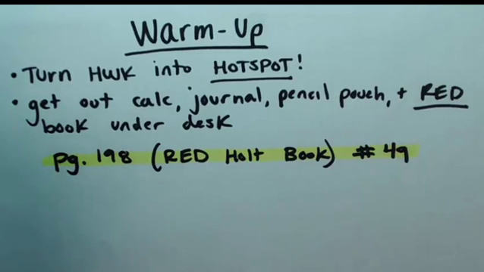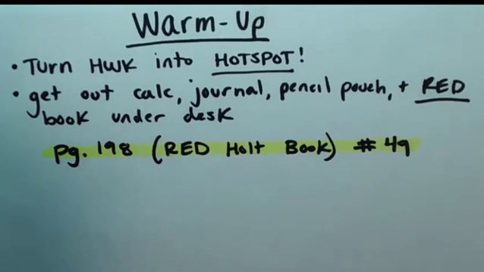Okay, number 49 on page 198 in your red book. We'll use the red books often just for warm-up questions here and there and some review questions. But it says a red kite is 100 feet off the ground and is rising at 8 feet per second. A blue kite is 180 feet off the ground and is rising 5 feet per second. How long will it take for the red kite to be higher than the blue kite?